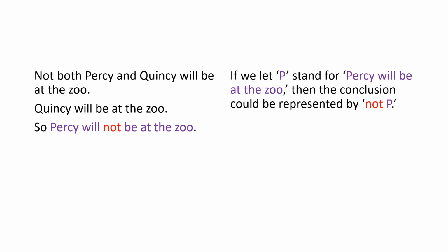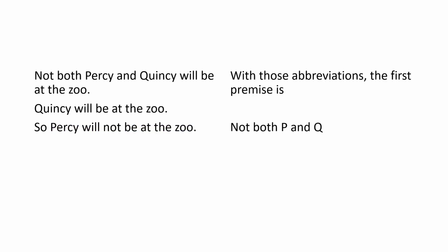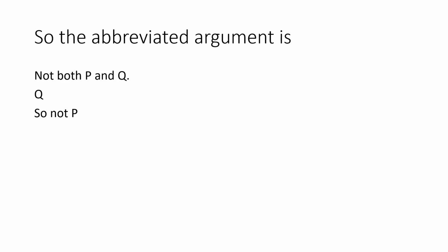Now, if we let P stand for Percy will be at the zoo, then the conclusion could be represented by not P. With those abbreviations, the first premise is not both P and Q. Not both P and Q technically says it's not true that both Percy's at the zoo and Quincy's at the zoo. But notice that mouthful is just another way of saying premise 1. So here's our abbreviated argument. Not both P and Q, Q, so not P.